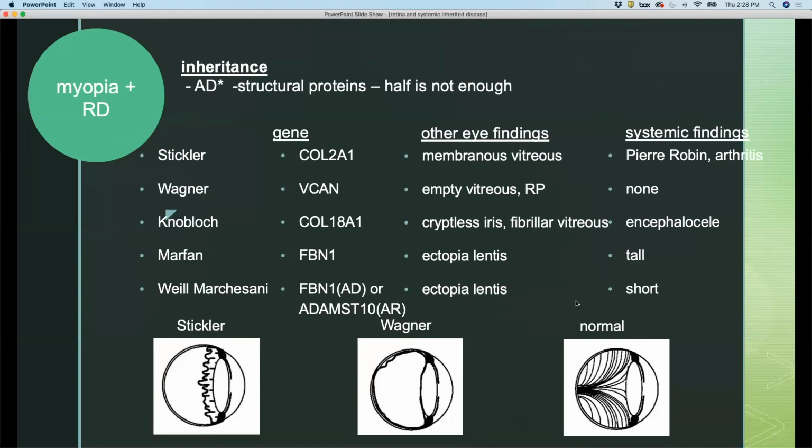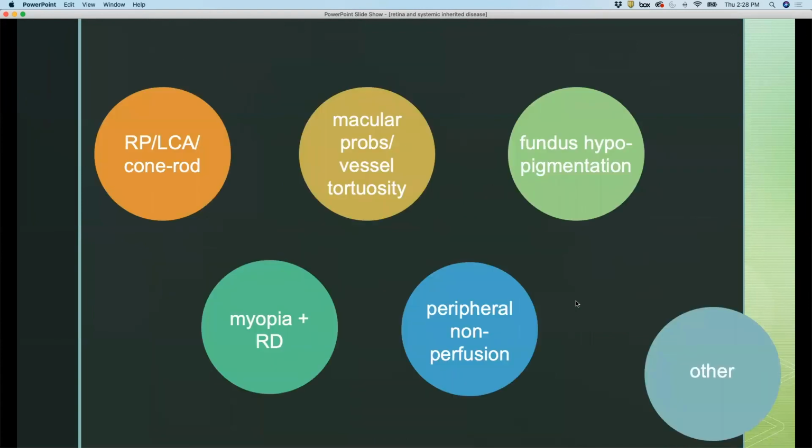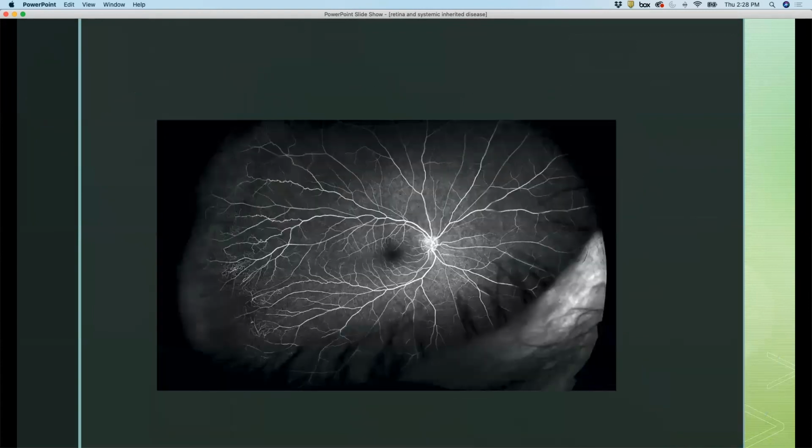All right, so we're doing really good. We just have one more phenotype to cover, peripheral non-perfusion. Hang in there. Isn't this a picture of that guy's dad with FEVR? Yeah. Yes! Yeah, I've been recycling pictures. So there's peripheral non-perfusion here, and you made the diagnosis correctly. This person does not have any systemic abnormalities.